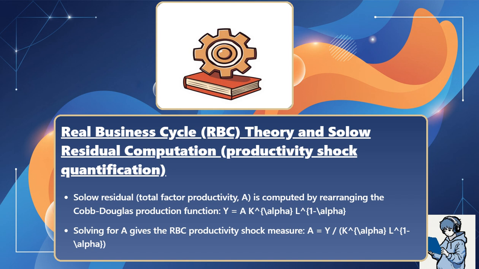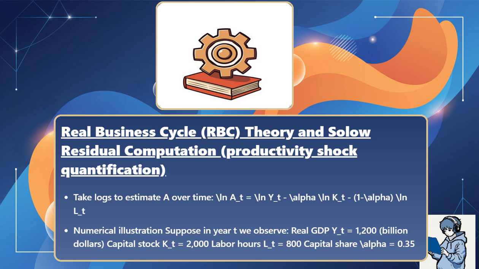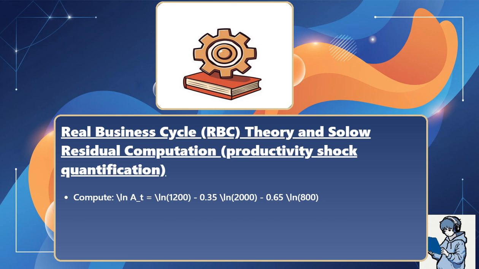A equals Y divided by K to the alpha times L to the 1 minus alpha. Take logs to estimate A over time: ln A_T equals ln Y_T minus alpha ln K_T minus (1 minus alpha) ln L_T. Numerical illustration: suppose in year T we observe real GDP Y_T equals $1,200 billion, capital stock K_T equals 2,000, labor hours L_T equals 800, capital share alpha equals 0.35. Compute ln A_T equals ln 1,200 minus 0.35 ln 2,000 minus 0.65 ln 800.